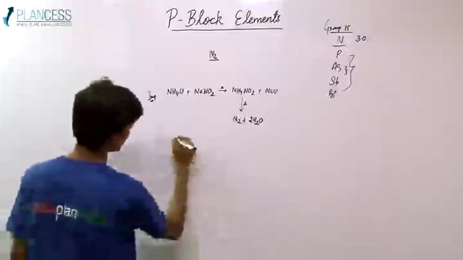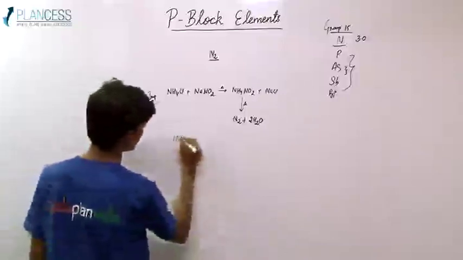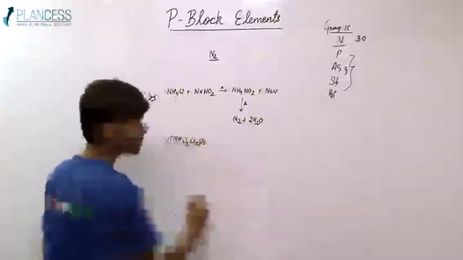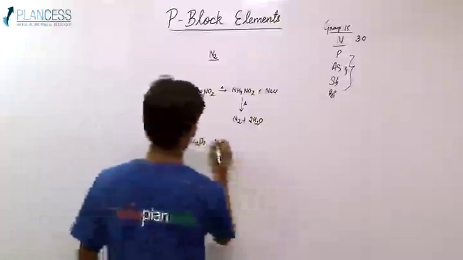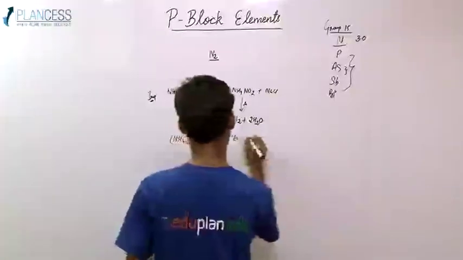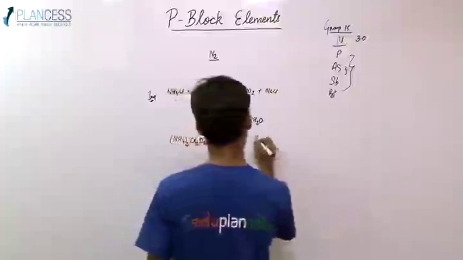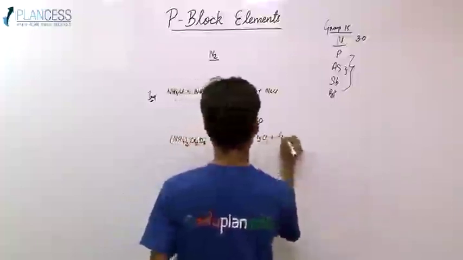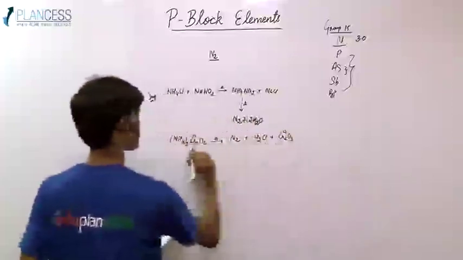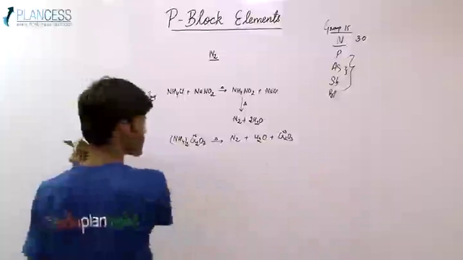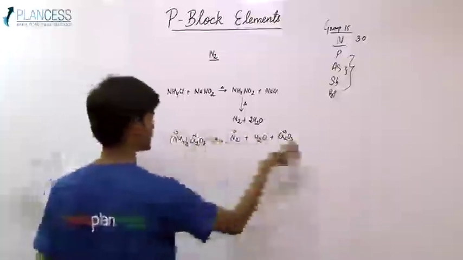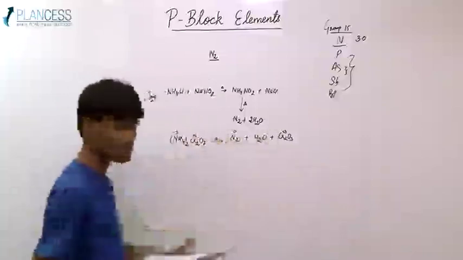Another method is by heating ammonium dichromate, that is (NH4)2Cr2O7. On heating ammonium dichromate, we get N2, so it is a redox reaction: N2 plus H2O plus Cr2O3. So Cr is now in +3 oxidation state, so it is reduced from +6 to +3, and nitrogen has oxidized from -3 to 0 oxidation state. You can balance the equation, it is a simple redox reaction.